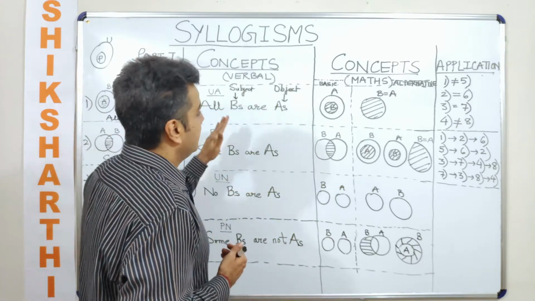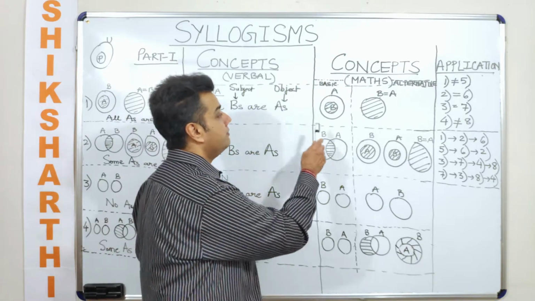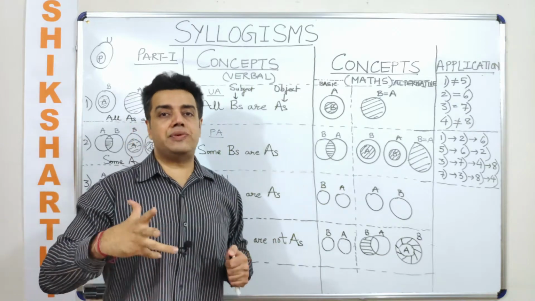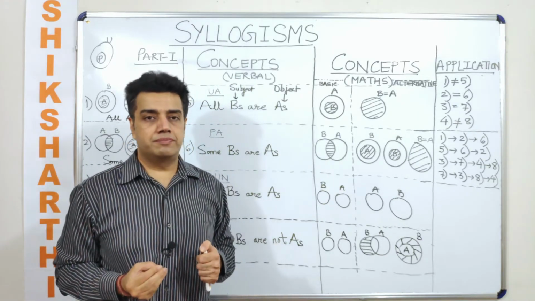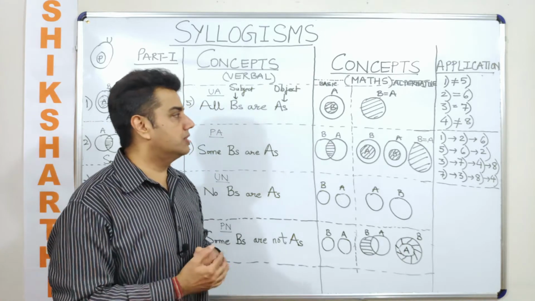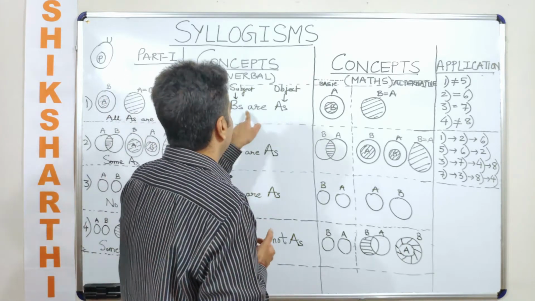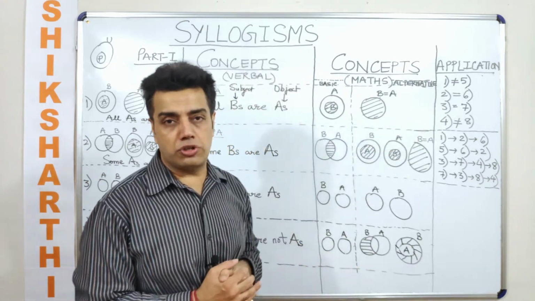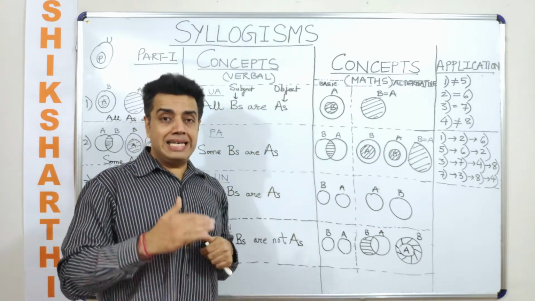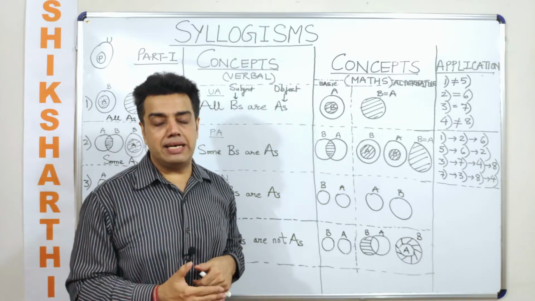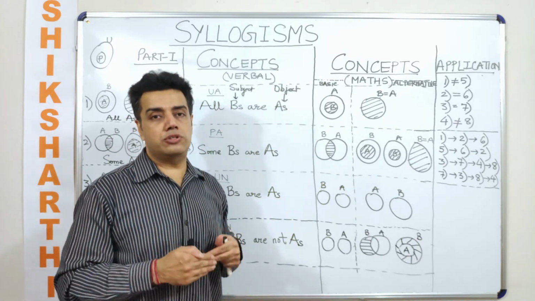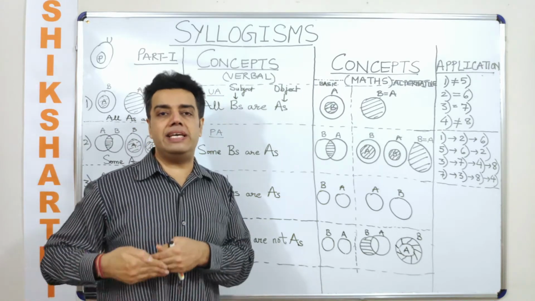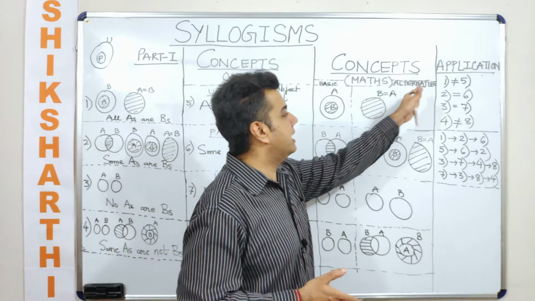These statements will be taken as conclusions only when the statement satisfies all the possible diagrams. Going deeper into this, if I say all B's are A's, then it should satisfy all the possible diagrams that I would have drawn. Unless it satisfies all the possible diagrams, I will not take it as a conclusion. That means a statement becomes a conclusion only and only if it satisfies all the possible diagrams.